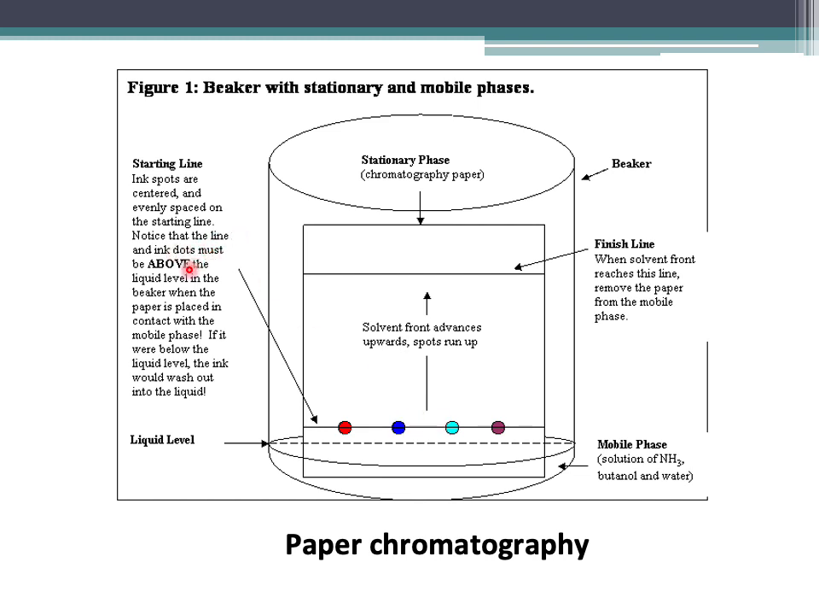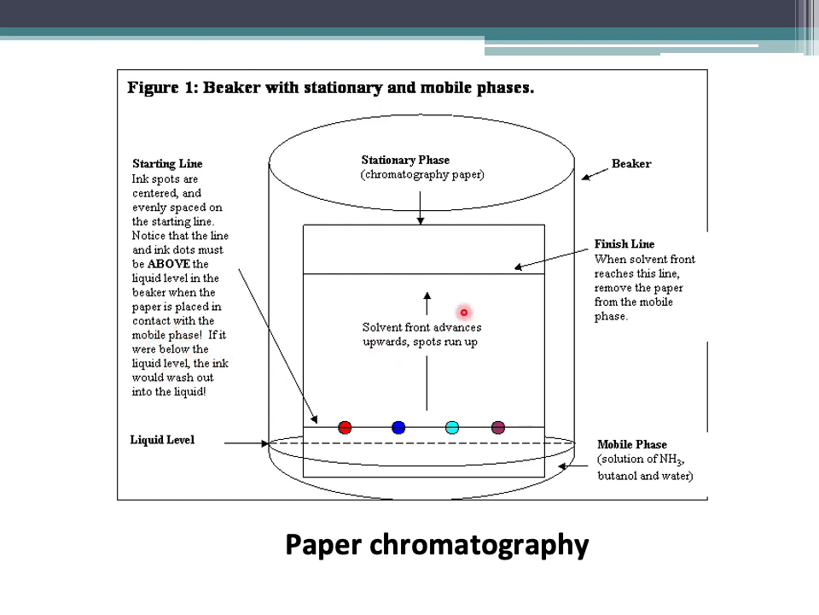Notice that the line and ink dot must be above the liquid level. Mesti atas liquid level. Jangan letak pada permukaan liquid tu. Kalau kita letak permukaan liquid tu terus, dia terus tak jadi kan. Tapi kita letak di atas permukaan, spot tu. Above the liquid level, in the beaker, when the paper is placed in contact with the mobile phase.